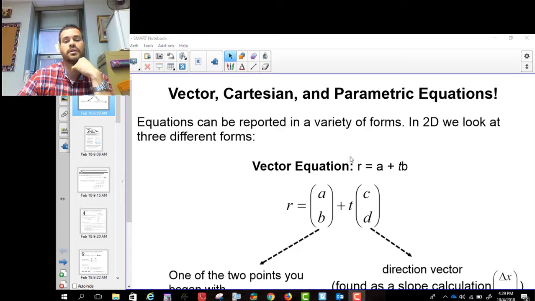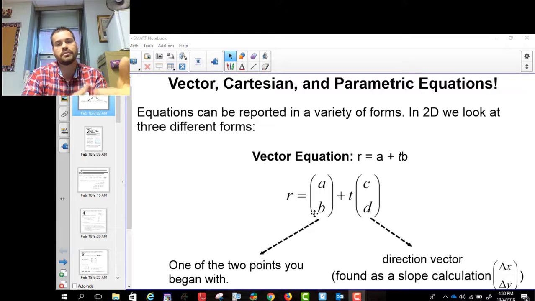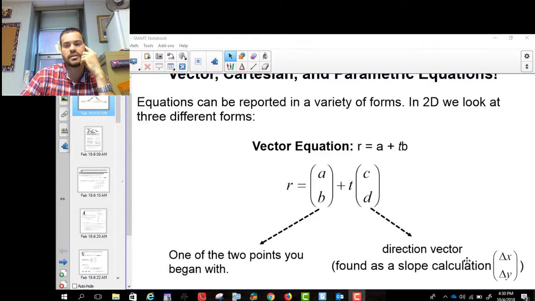So the vector equation looks like this, and it's very similar in the sense that it gives you a point, and we call this the position vector, and it's kind of akin to our b value, our y-intercept. It kind of gives you a starting point. So it gives you a position vector, that's a point that is on the line, and then it's plus t or some parameter. It doesn't have to be t, it can be any letter there, but t is typical, or lambda you'll see sometimes. And then it gives you a direction vector, and it's basically your slope.